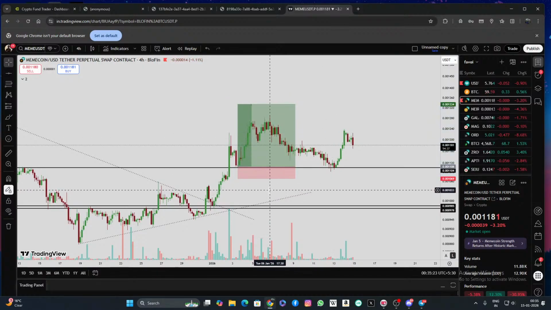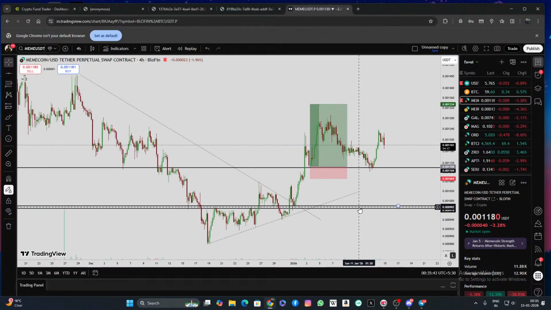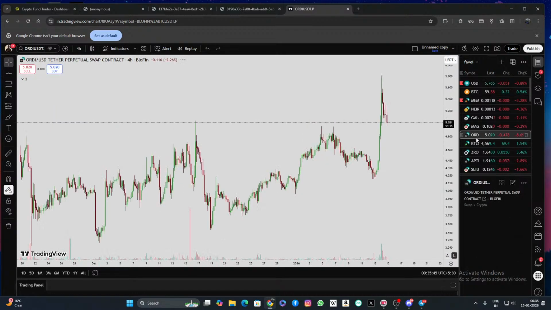That's the main point I'm trying to make to you. Always wait for the retest. No matter how good the market looks, no matter how good the volume is, no matter how big the candle looks, always stick to your plans and always wait for the retest. So let me show you more examples of it.